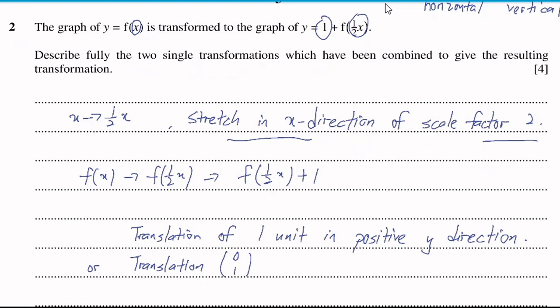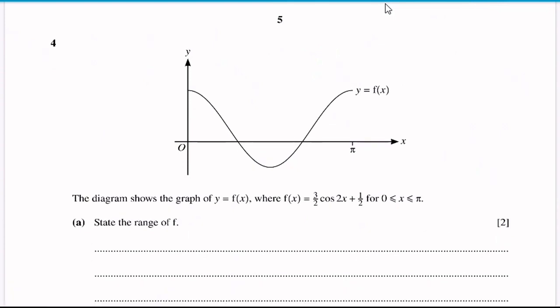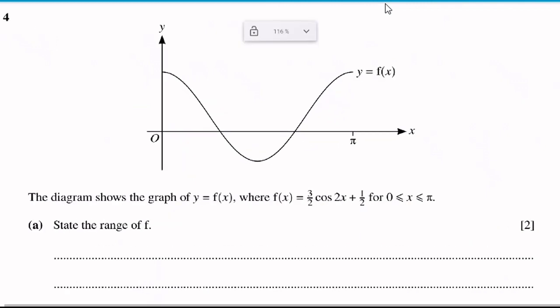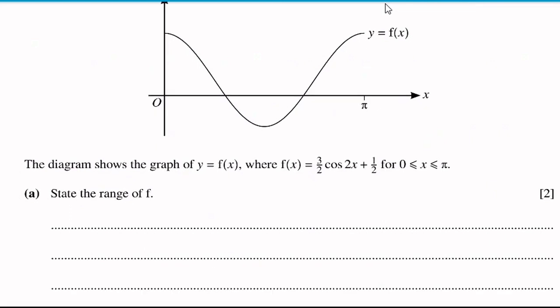Right, so we will look at other questions. This is the graph of f(x), where f(x) is 3 over 2 cos 2x plus a half. We need to state the range of f. Here it is about stating the range. As long as they see the correct answer, they will give the marks already. But let me show you a little bit of the working.